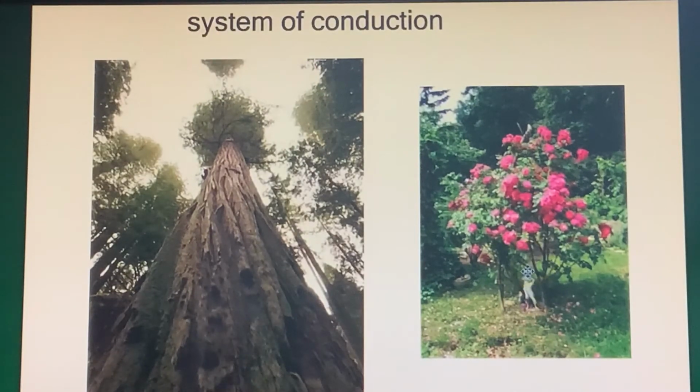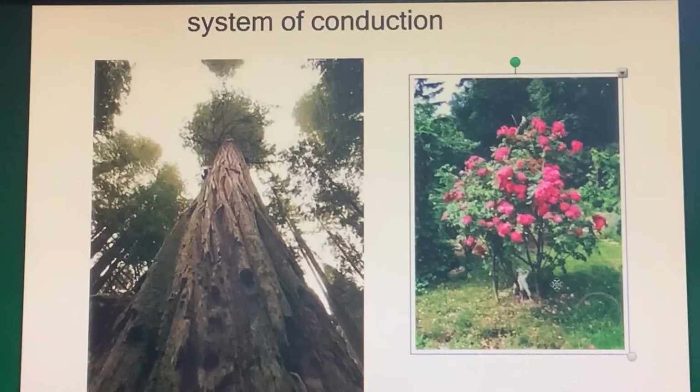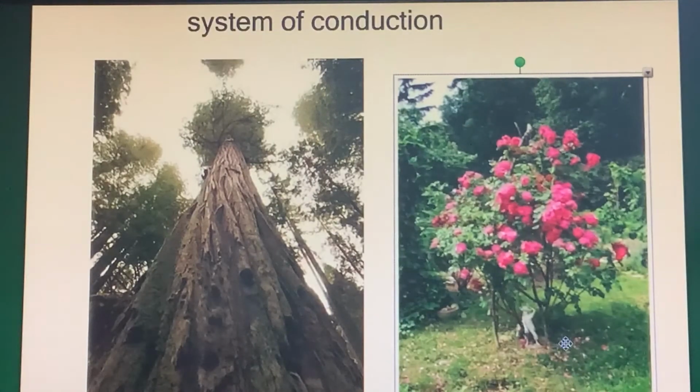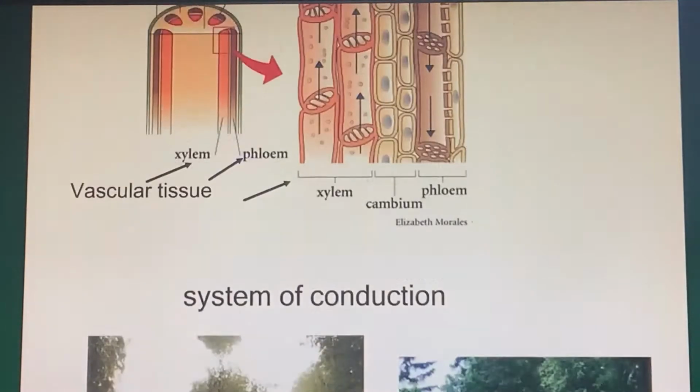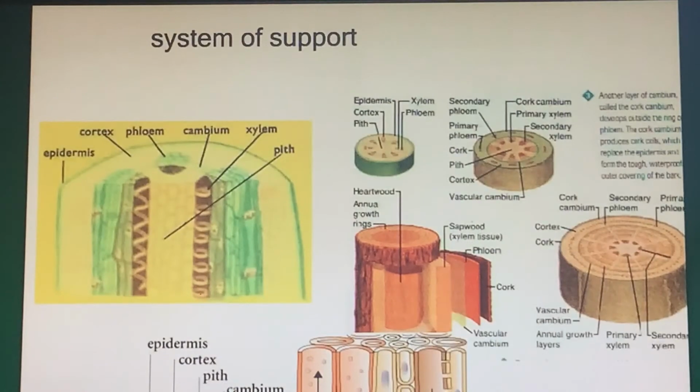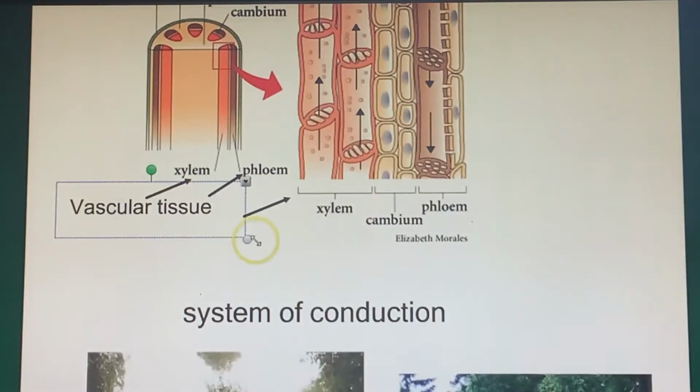Or look at this rose plant over here. How do we move materials throughout this large multicellular body? We need a system of conduction. The equivalent in animals is a circulatory system. What do we have in plants to help circulate materials? And the answer is the same as the answer for system of support, and that's vascular tissue.